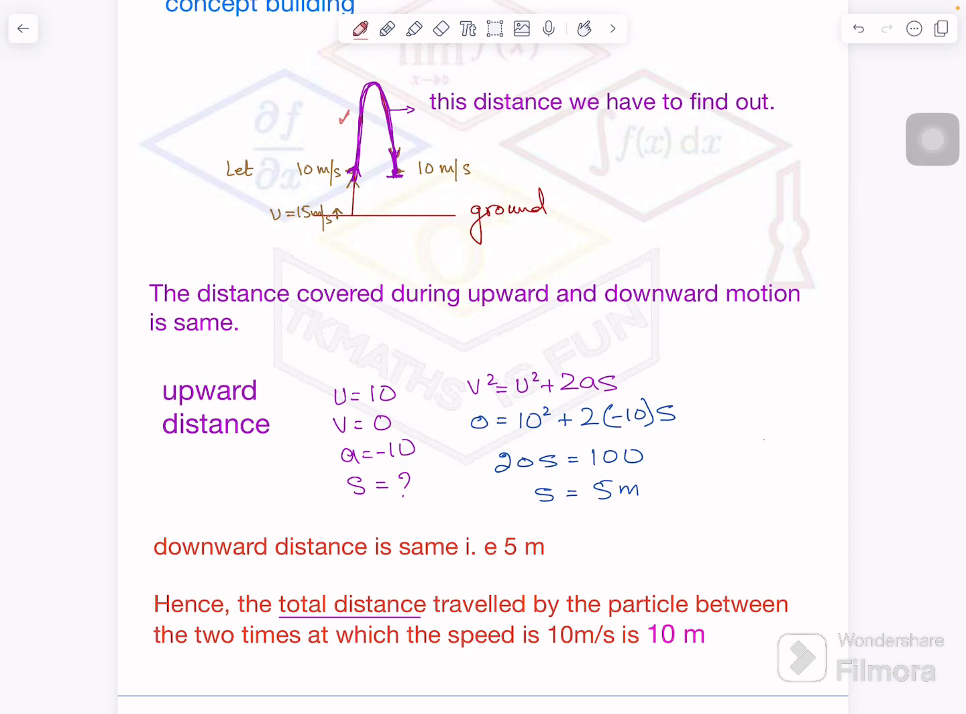And you must know this thing, that from any particular point, the time the particle takes to go up, the same time it takes to come down, right? Law of physics. So when we have said here 5 meters, it means the time it took to go from here to here. So definitely it will take the same time to come down. Okay.